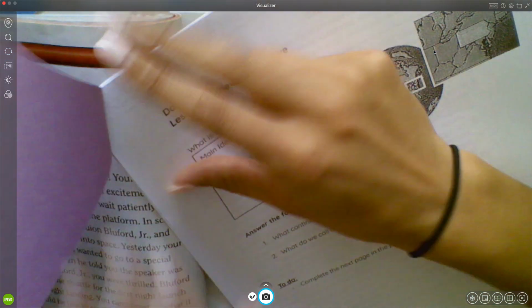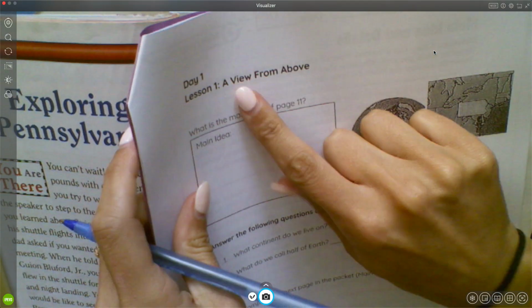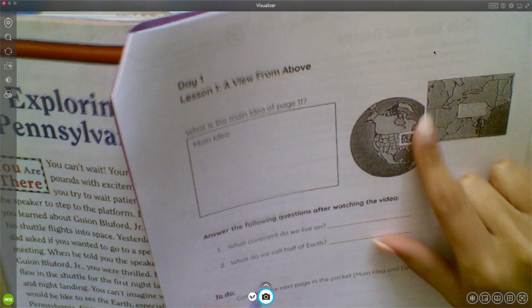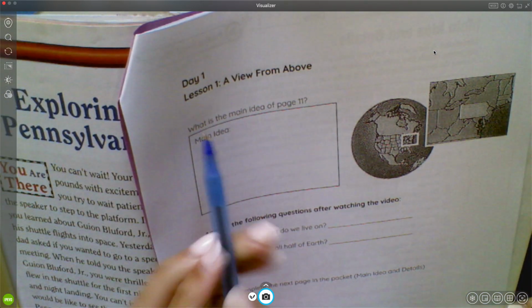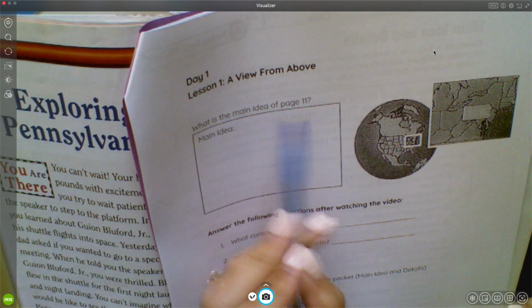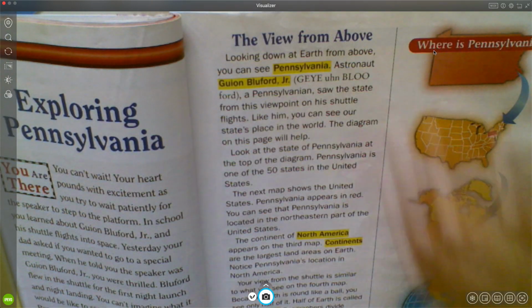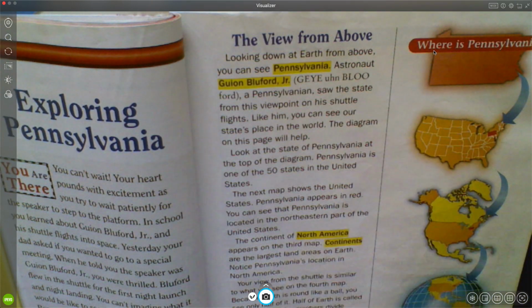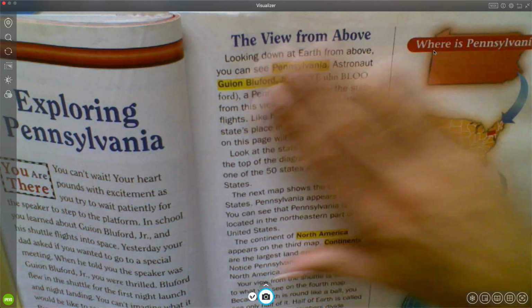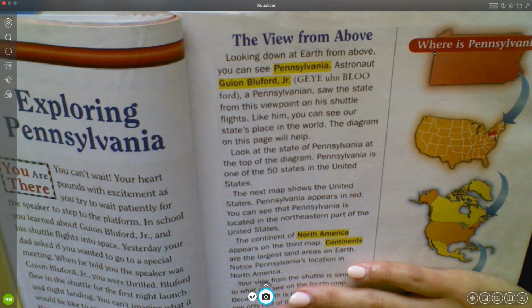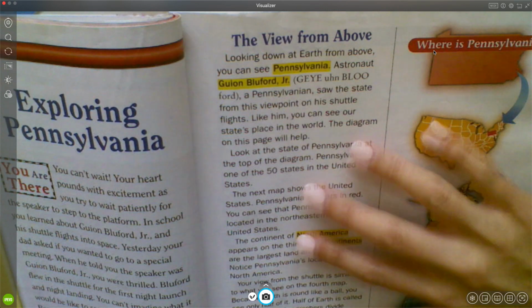Today we are on day 1, which is a view from above. We have a little picture. After I'm done reading this, I want your goal while I'm reading to be to think about what is the main idea of this one page. This is all I'm reading. This is all we're doing today. When I say main idea, I mean what is this entire thing about in one sentence. There's lots of details, but what is the whole thing about?